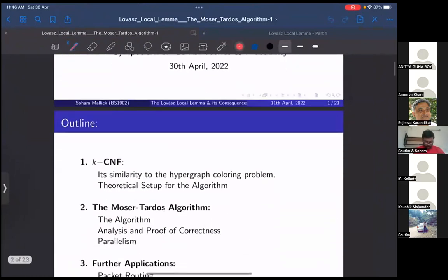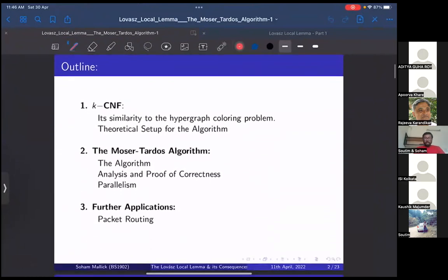So this is a very brief outline of what I'm going to present. First of all, I will be dealing with a very basic problem which arises in computer science and propositional logic, which is the k-CNF problem. And I will show how it's similar to the hypergraph coloring problem as Soutim has presented in terms of the LLL. So far, we have seen LLL as a non-constructive method.